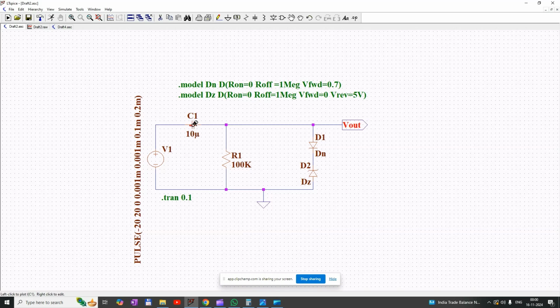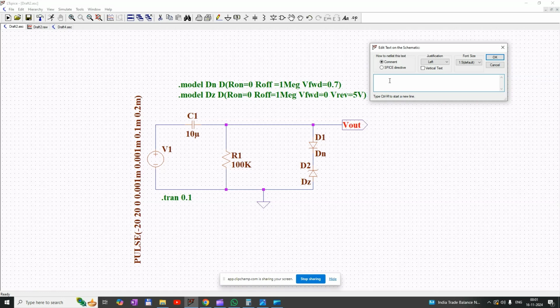In the clamping circuit, the RC time constant of the circuit will be much larger than the time period of the input signal. Let us calculate the RC time constant. RC time constant equals 10 microfarad into 100 kilo ohm, which is equal to 0.1 second.